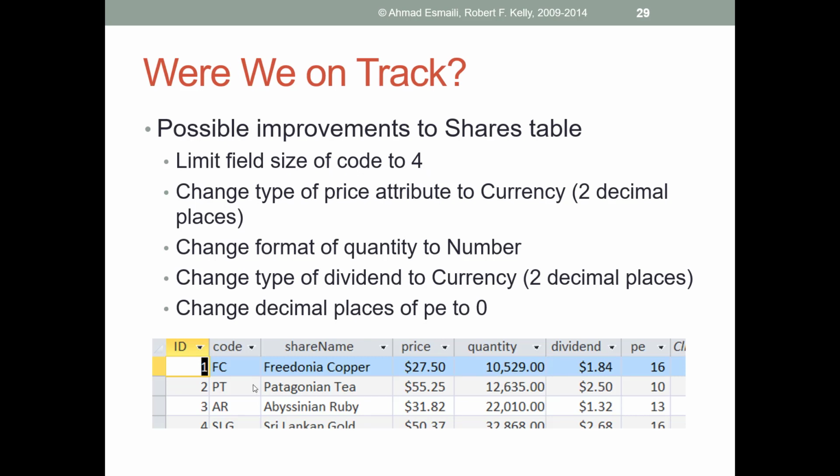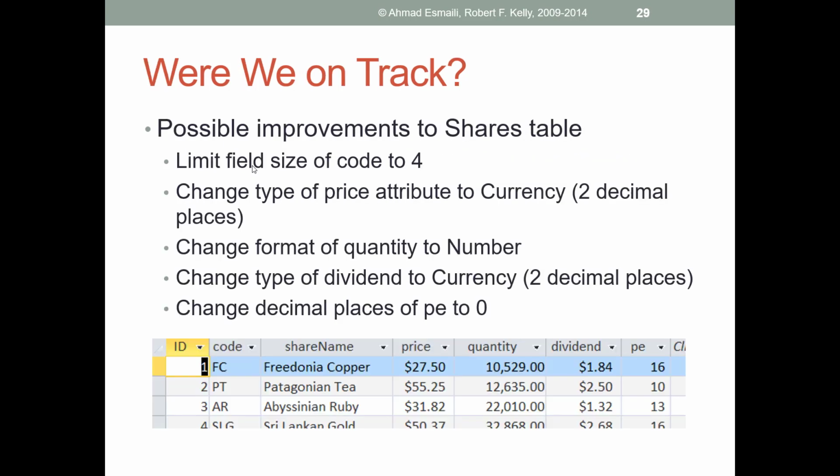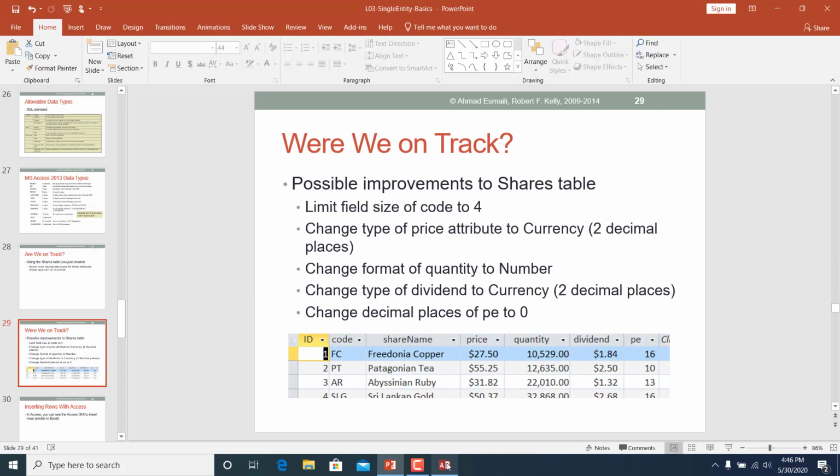Alright, so there are suggestions also. It's not that I'm just asking you to do the exercise. I'm asking you to do this exercise and make sure that you did something like this. I'm also providing you the answer. So what's the answer or the hint? Limit the field size of code to 4. Change the type of price attribute to currency and 2 decimal places. Change the format of quantity to number. Change the type of dividend to currency, 2 decimal places. Change decimal places of PE to 0. Alright, so should we do that? Yeah, why not?